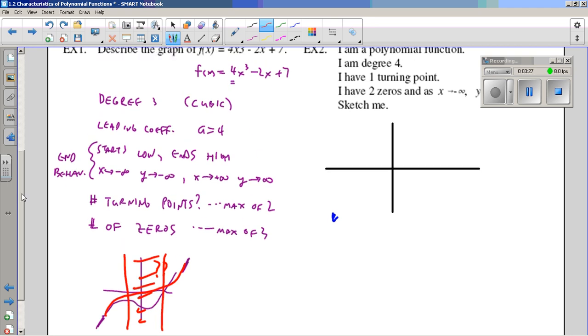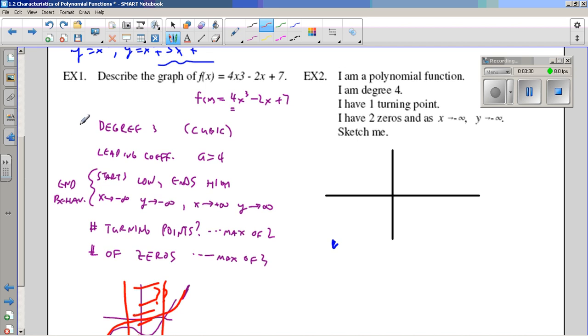Okay, example 2. I am a polynomial function. I am degree 4. I have 1 turning point, which is strange because we'd normally expect it to have 3. I have 2 zeros, and as x goes to negative infinity, y goes to negative infinity. Sketch me. So notice, degree 4, we're thinking of m's and w's. I have 1 turning point, which means I'm not going to have 2 bumps. A normal m would have 3 bumps. So that's a bit strange.